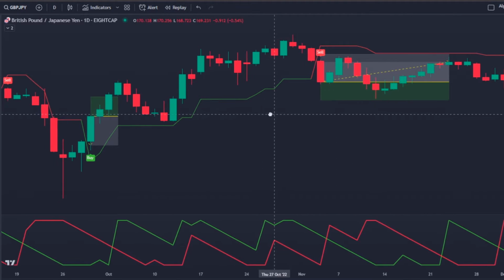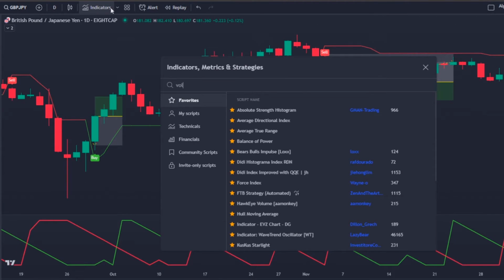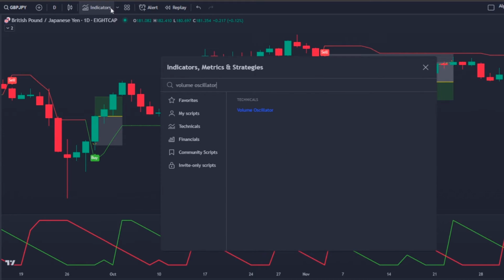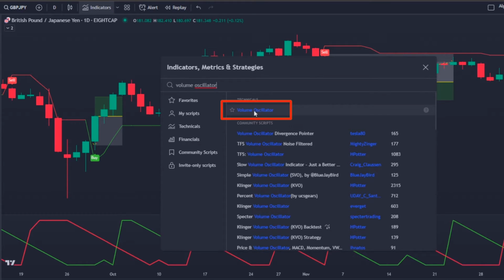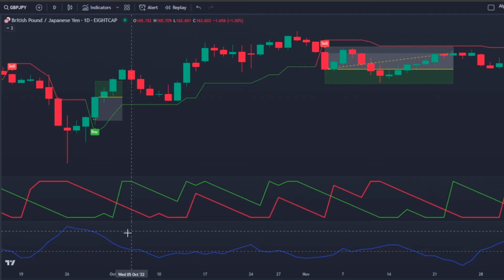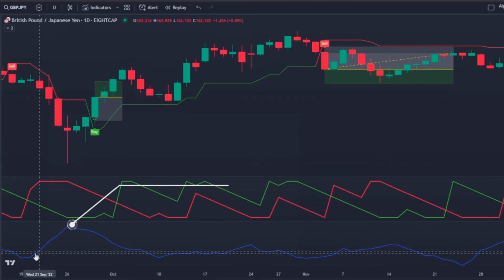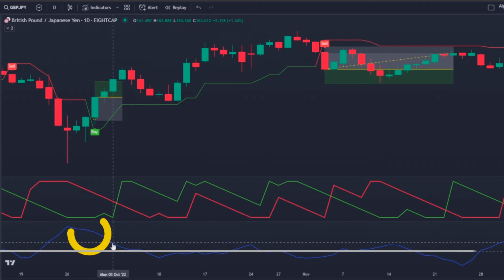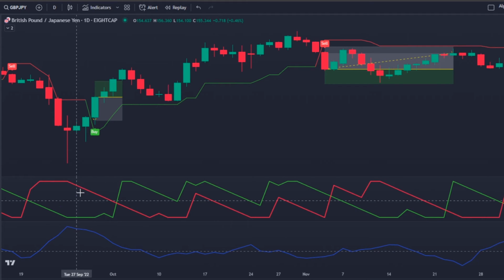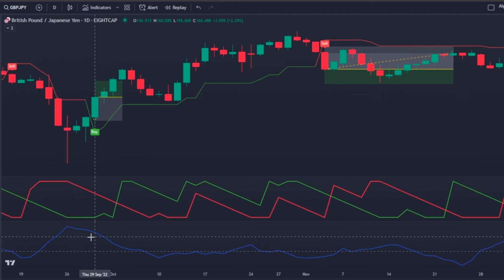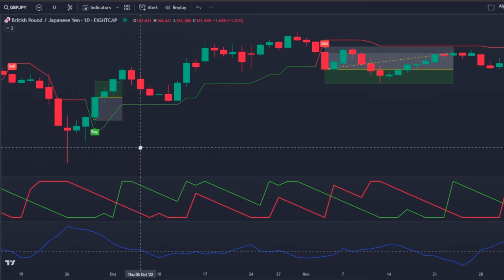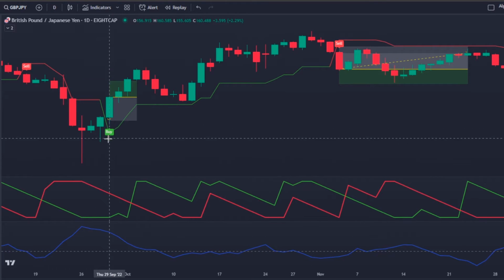Now let's insert a basic volume indicator, like the volume oscillator, to see what the volume indicator can do. So, as you can see, this indicator is pretty simple to use. When the blue line, which is the volume, is above the zero level, it means that there is high volume on the market. And so, by using this volume indicator, we would only consider signals from the UT bot if this line is above the zero level.